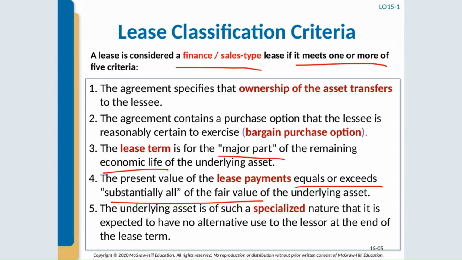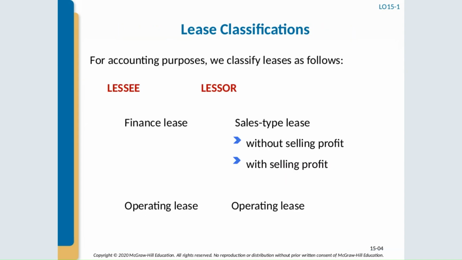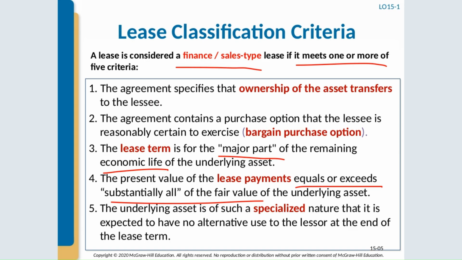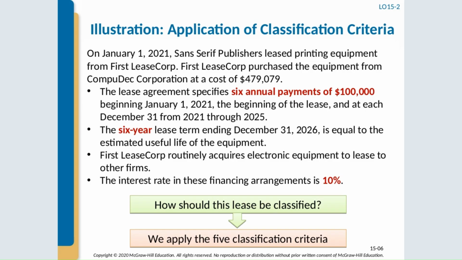Are there any questions regarding the criteria or the two types under lessee and lessor? Questions?